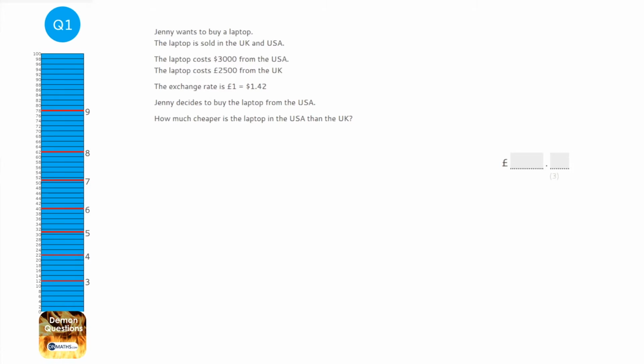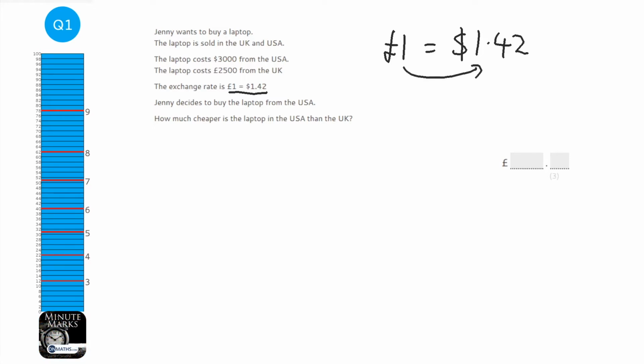Okay, so this question's about exchange rates, and this part here is quite important. If I just rewrite that to make it a bit bigger, this is basically saying that to get from pounds to dollars, we just need to times by 1.42. And you can get that by just dividing the right hand side by the left hand side. Now 1.42 divided by 1 is just 1.42.